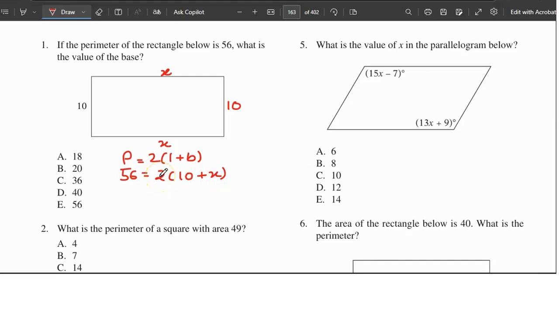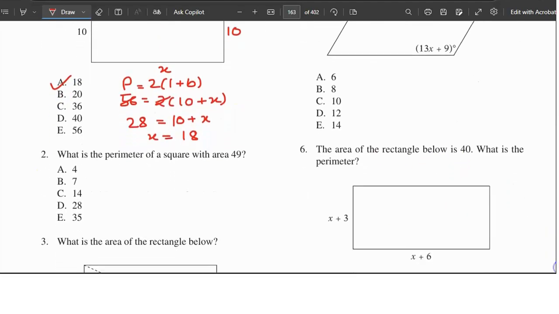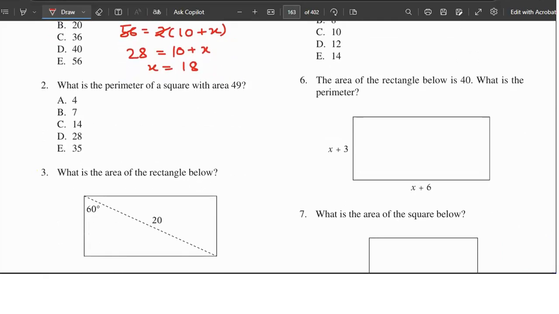Now we can cancel this 2 and 56. This will go 28 times. So 28 equals 10 plus x. So x will come as 28 minus 10, that is 18. Option A is correct. In the second question, what is the perimeter of a square with area 49?